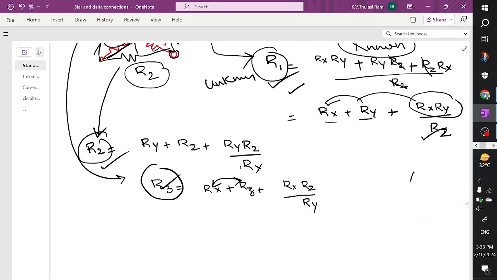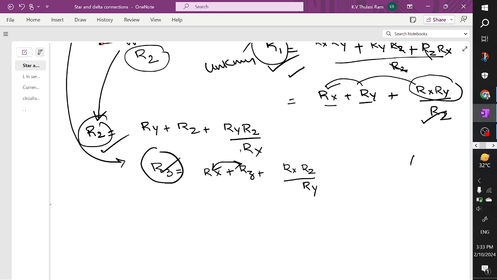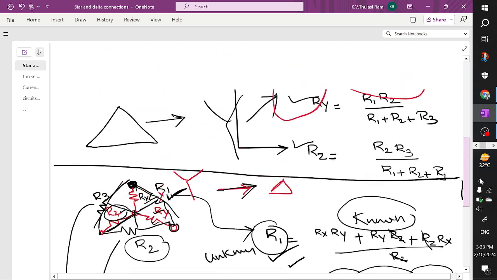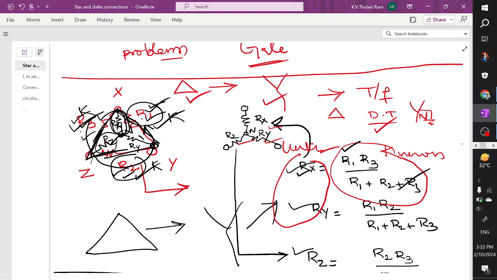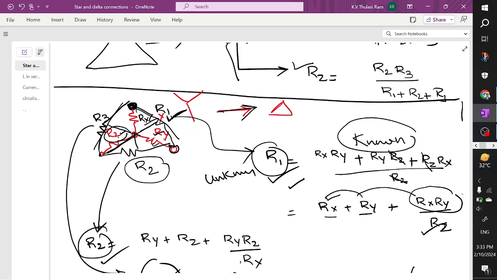Let us try to solve one problem for more clarity. Just remember the concepts again. In shortcut, if you want to find this center element, which is nothing but conversion of delta to star, the center element RX can be found out. What are the two resistances connected to this RX? First one is R1 into R3 divided by R1 plus R2 plus R3. That's all.